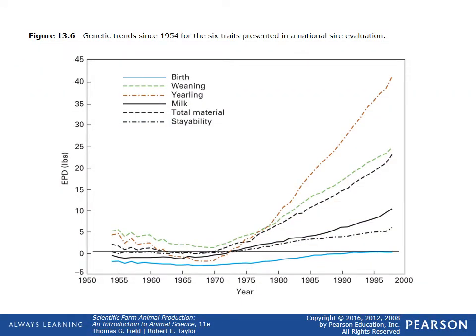Here comes some slides that show you some of that. This would be genetic trends for 6 traits in beef cattle EPDs, from birth all the way down to stayability. I'll let you study that for a second, and you can always come back and review it in your notes. Notice we've done a pretty good job of holding down birth weights, and yearling weight is coming along quite nicely.